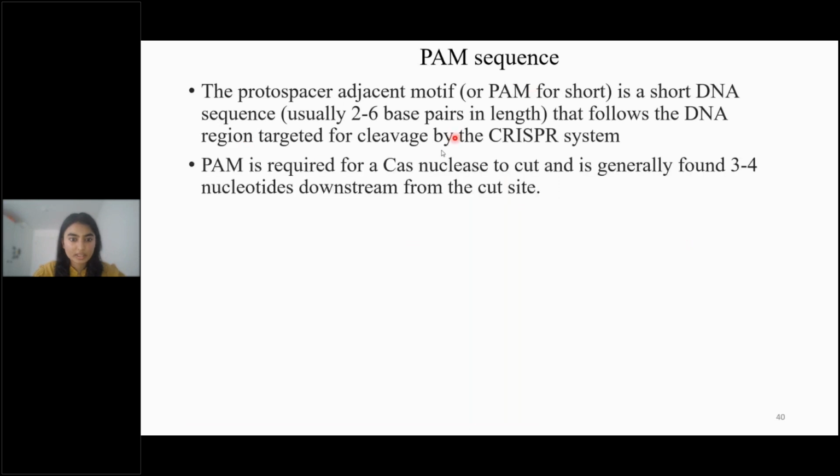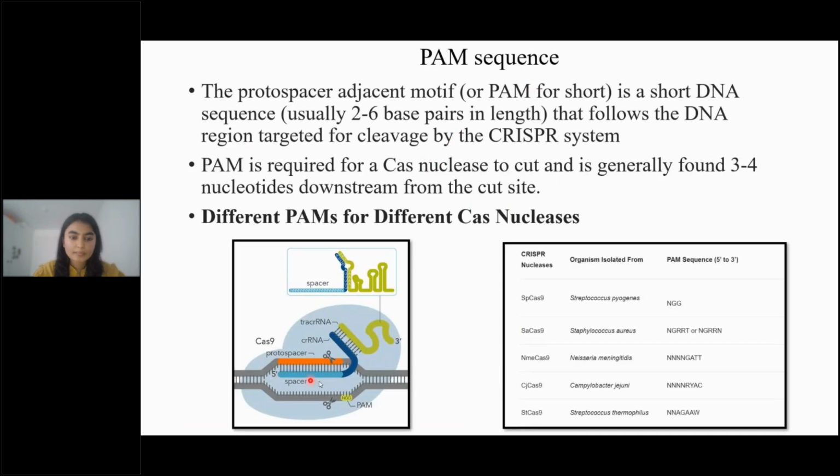Then let's think about the PAM sequence. How does the Cas9 know where to start cutting? This is where the PAM sequence comes in. PAM stands for protospacer adjacent motif, and it is very small, like 2 to 6 bases in length, and it follows the DNA region which is targeted for cleavage by the CRISPR system.